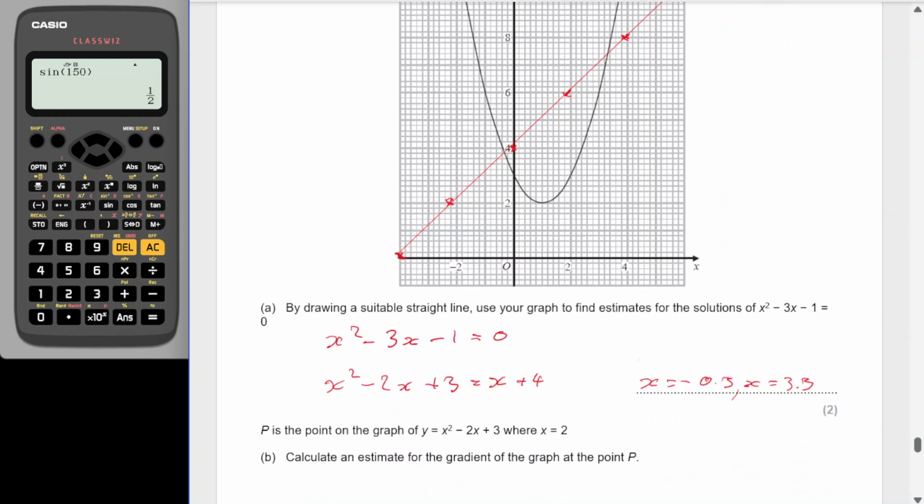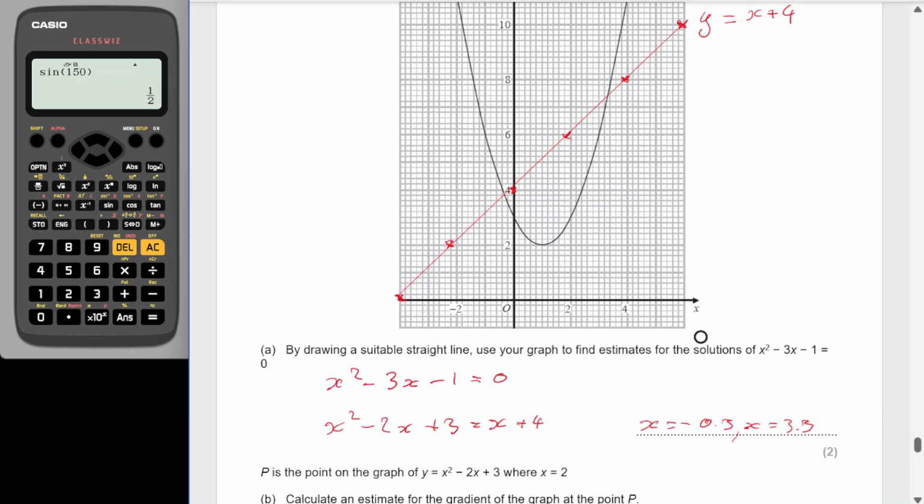So yeah. Point P is the point on the graph of y is equal to x squared minus 3x plus 3, where x is equal to 2. Calculate an estimate for the gradient of the graph at point P. So where x is equal to 0.2. Right, that's that point there.